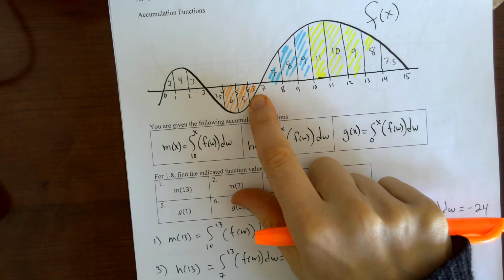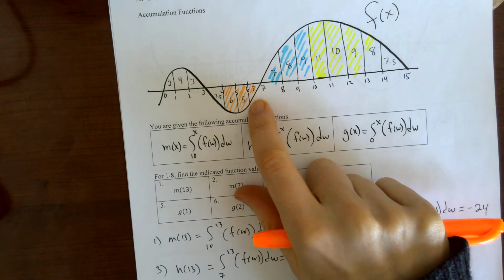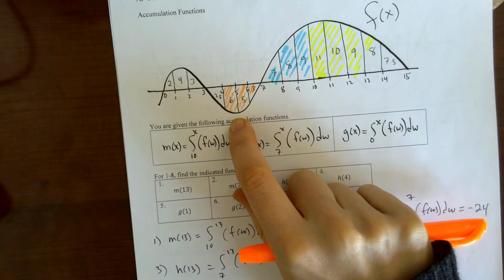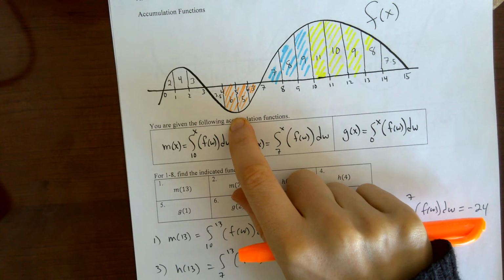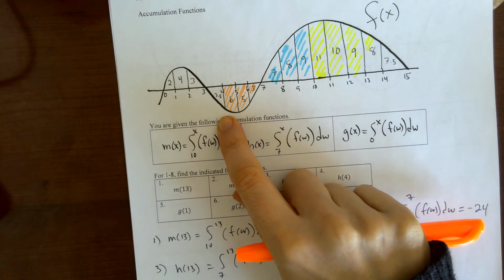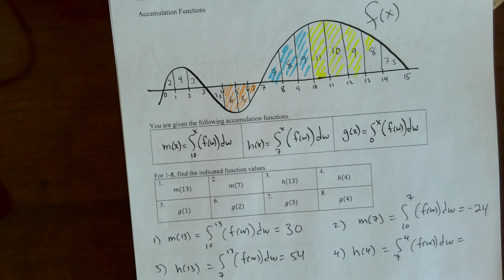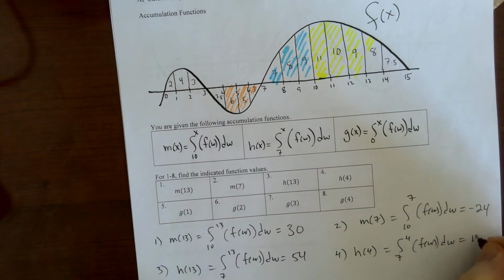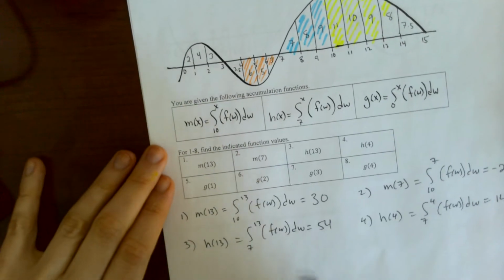that would be negative 3, so positive 3. From 6 to 5, the area would be negative 5. From 5 to 4 would be negative 6. So those are all positive. So we end up with 14. Okay, that's number 4. Now number 5.